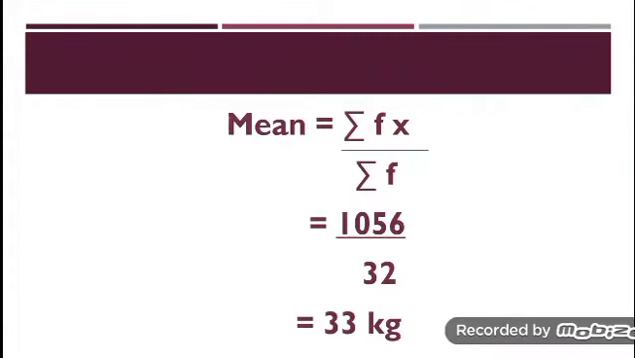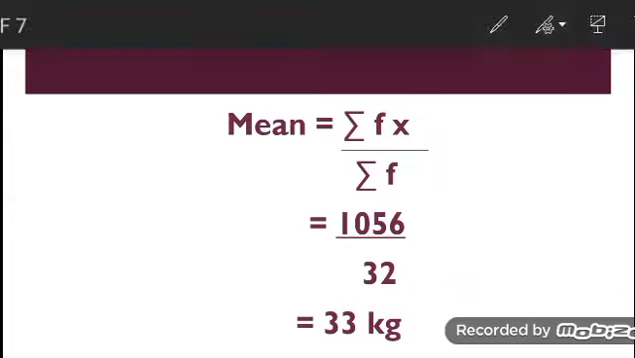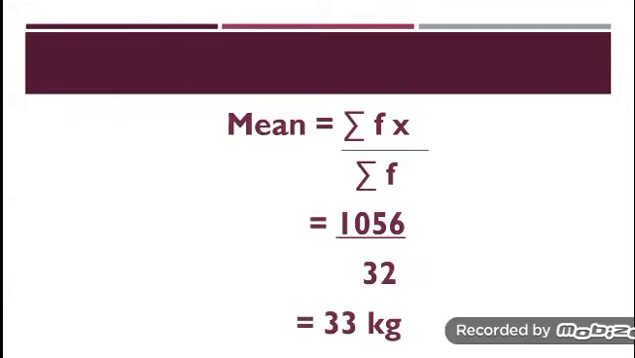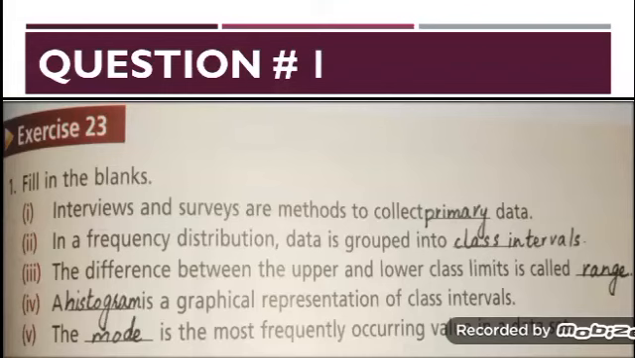Now we find out the mean. The formula for the mean of grouped data is summation fx divided by summation f. Summation fx is equal to 1056. Summation f is equal to 32. By dividing, we get 33. So 33 kg is the average weight of all the students, or we can say that this is the mean of all the weights of the students.